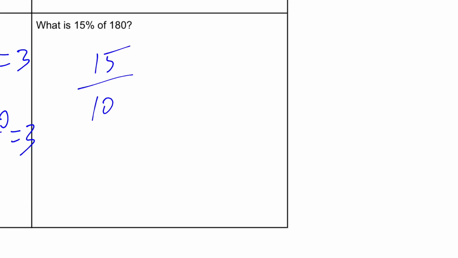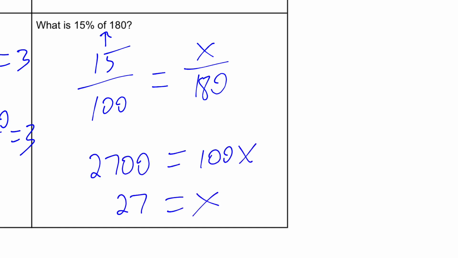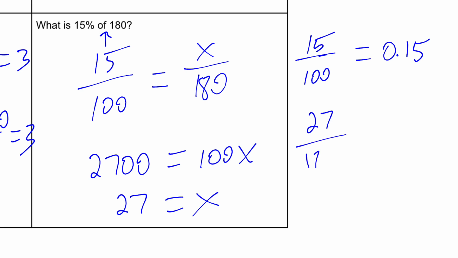15 over 100, that's the percentage part, is x over 180. Of is like the fraction bar, it tells you that the 180 goes below it. If I cross multiply and divide, I get an answer of 27. To test my work, let's try 15 over 100. I'm going to get 0.15. Let's try 27 over 180. Do I get the same thing? Yes, 0.15. That means I did it right.